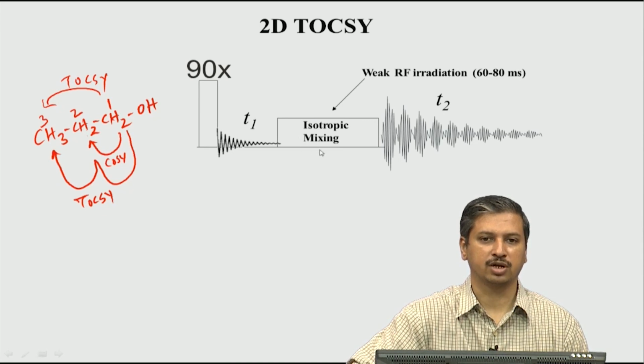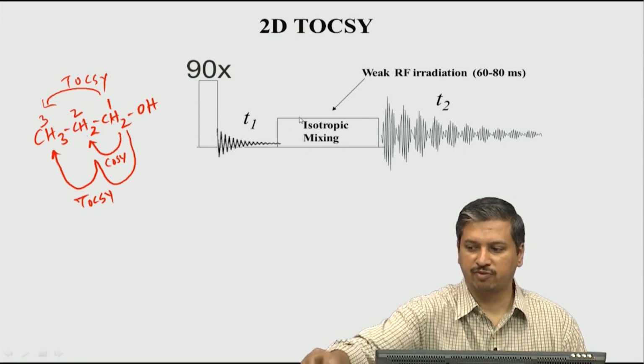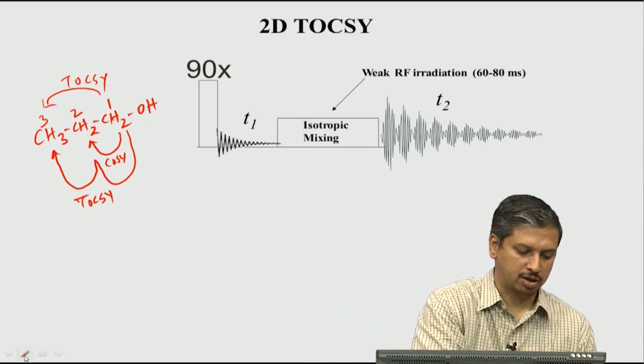Because of the time restrictions, and because this is a basic course, we are not going to go into the details of how exactly the strong coupling happens. But we have to keep in mind that in a normal COSY, we are in what is known as a weak coupling situation, and when it comes to TOCSY, we make the spins go into a strong coupling situation. So, let me briefly tell you what is weak coupling and strong coupling.